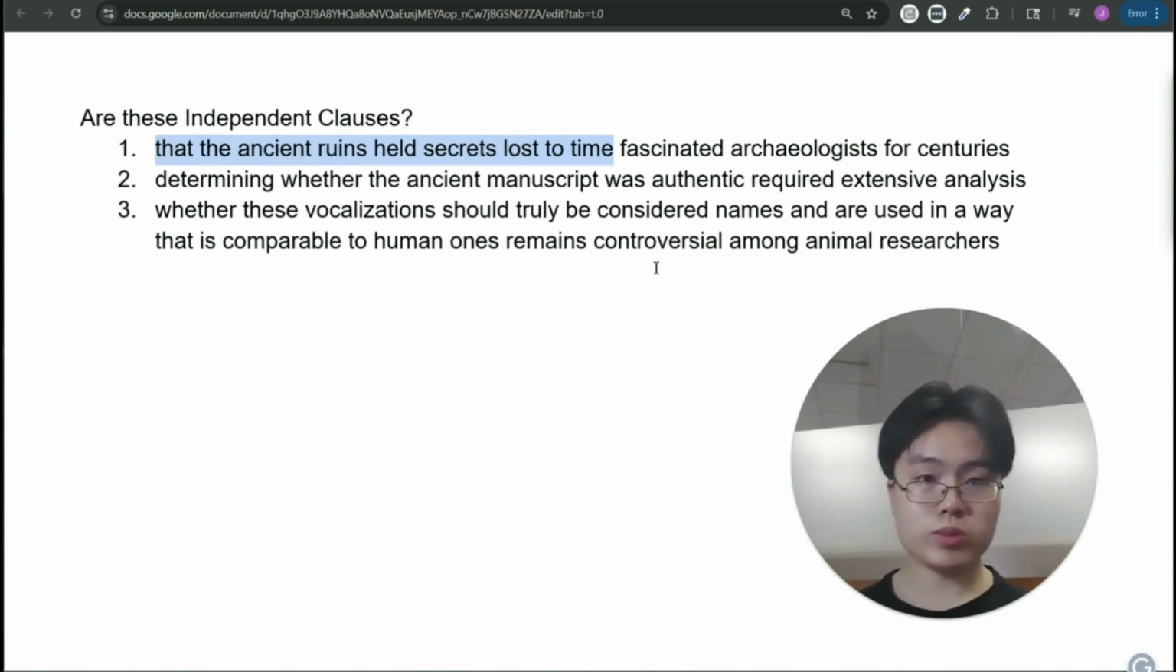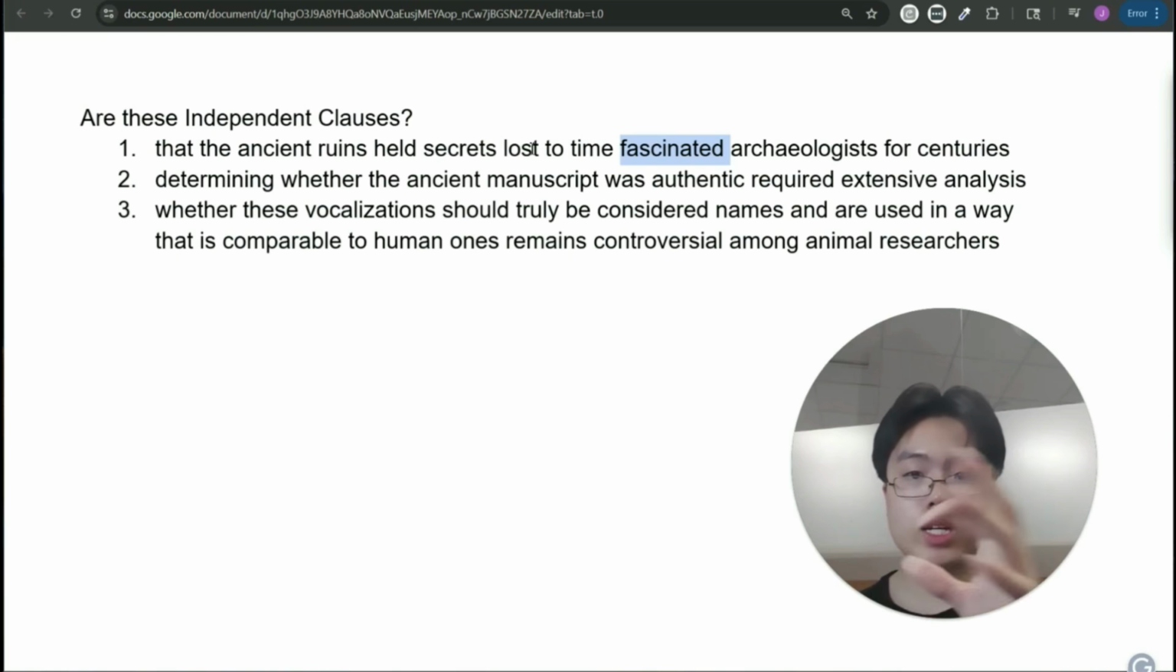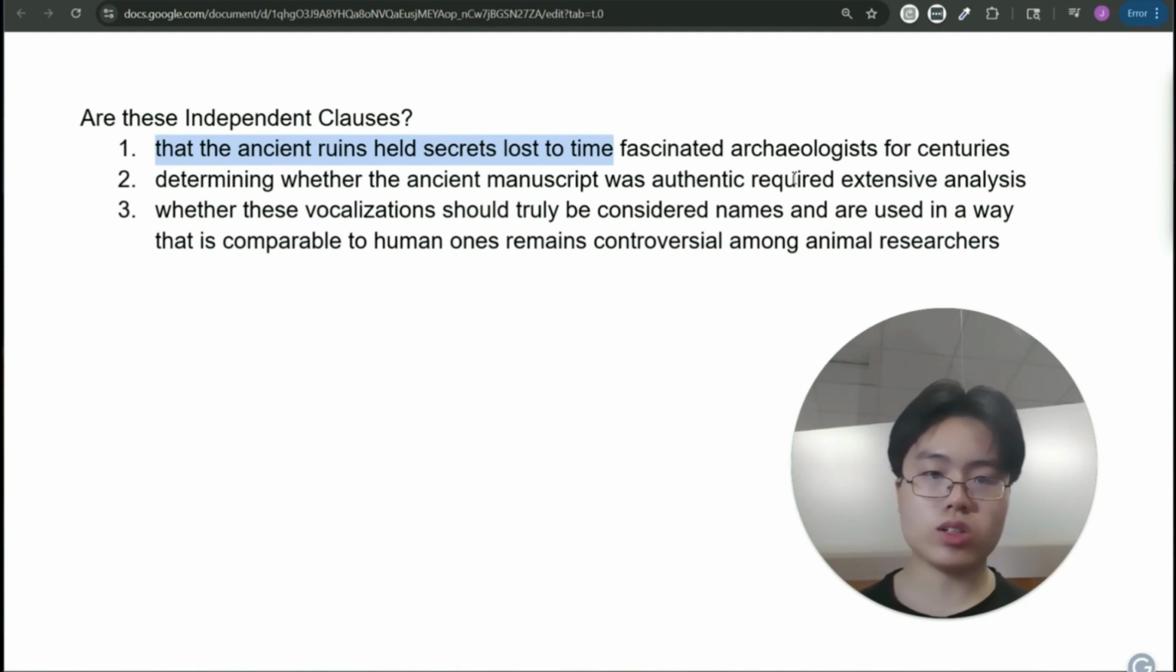So what is the main verb here? The main verb is fascinated. It's the idea that, what action did the subject do? Again, the subject was the idea that the ancient ruins held secrets lost to time. That idea, it fascinated archaeologists for centuries. Hopefully that's clicking. This is the subject. And notice held, there are two verbs here, held and fascinated. However, held is not the main verb here because it's part of a noun.